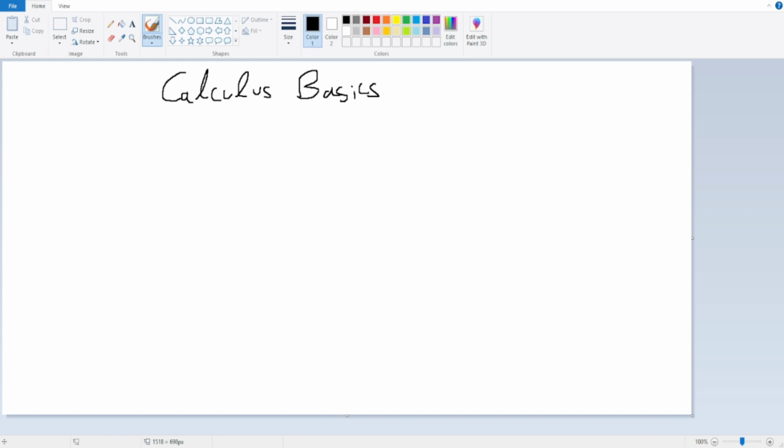So, in order to be able to do those questions in that class, you need to know a little bit of calculus. The only thing you really need to know is what is a derivative and what is an integral.